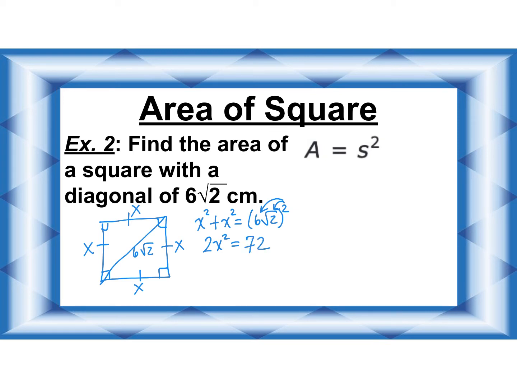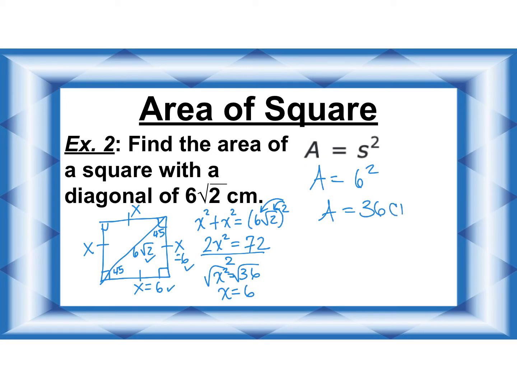I want to get to the x. Right now it's being squared and multiplied by 2, so I'm going to divide both sides by 2. So I get x squared to be 36. I undo the square by taking a square root, and I get x to be 6. So all of my sides are 6. And if you remember, when we did special right triangles, a square is going to be divided up into special right triangles. So these are little 45-45-90 triangles. That should make sense, that I have sides that are 6, 6, and my hypotenuse is 6 root 2. If you can recognize that, you would not have to use the Pythagorean theorem. So I see that both my sides are 6. My area is 6 squared, and area equals 36 centimeters squared.